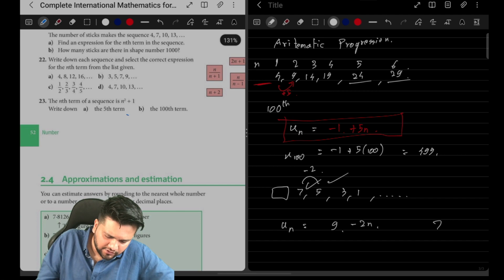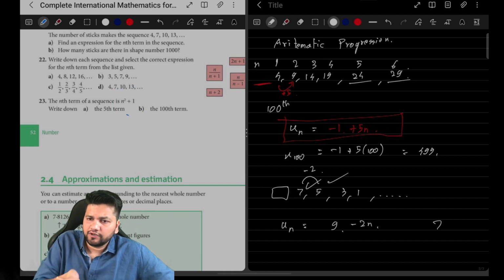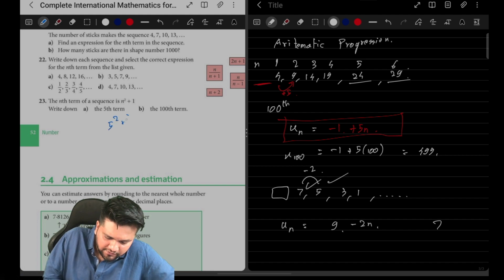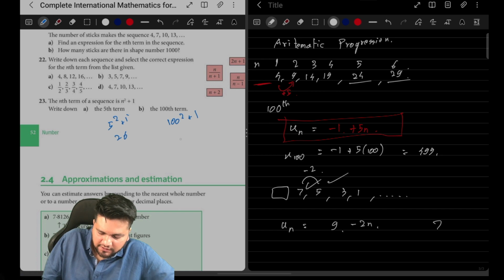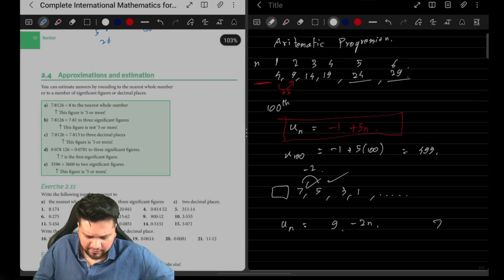Some of the sequence can also be like this, n square plus 1. So they will directly give you the formula n square plus 1. Write down the fifth term. Just put n is equal to 5. You will get 5 square plus 1, which is nothing but 26. For the 100th term, it's going to be 100 square plus 1, which is 10,000 plus 1, 10,001. So that way you will get the answer. Then we have something called approximation and estimation.